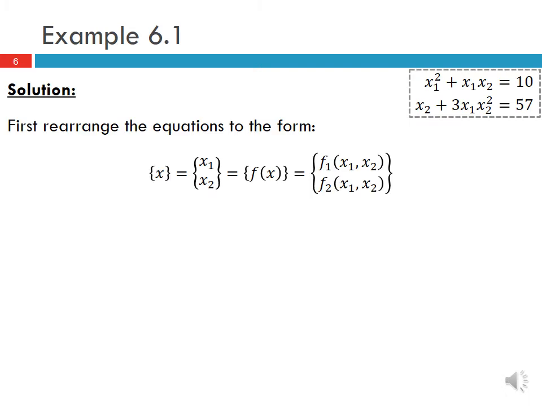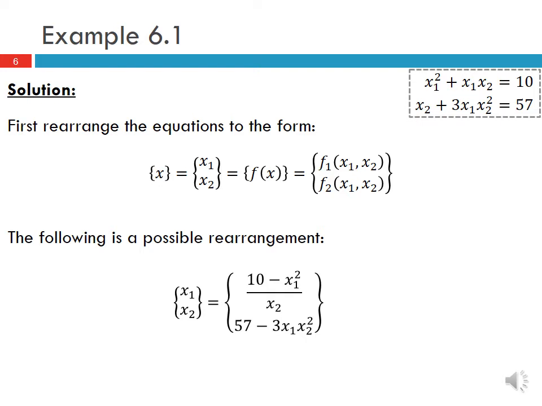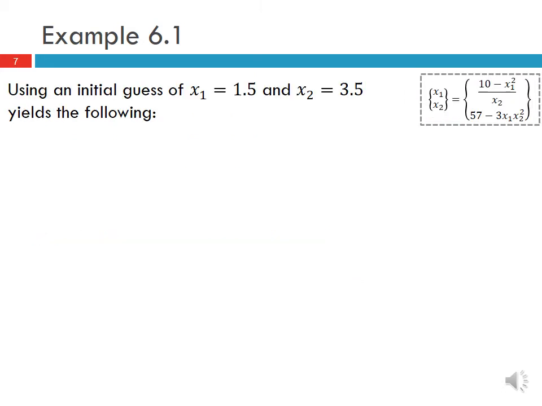So we first want to rearrange the equations to the following form. We need our functions to be in the form x is equal to f of x. So this is a possible arrangement of our two equations. So our first equation becomes the first line here. So x1 is equal to (10 minus x1 squared) over x2. And our second equation becomes the second row here. x2 is equal to 57 minus 3x1 x2 squared. So using an initial guess of x1 is 1.5 and x2 is 3.5 yields the following.